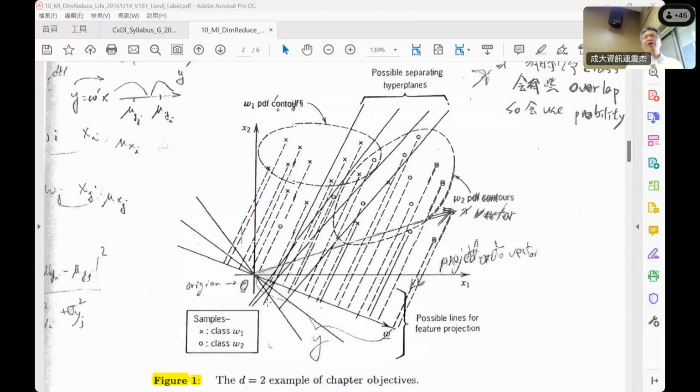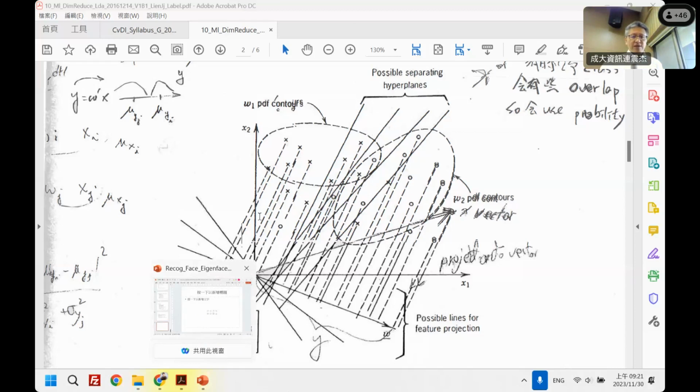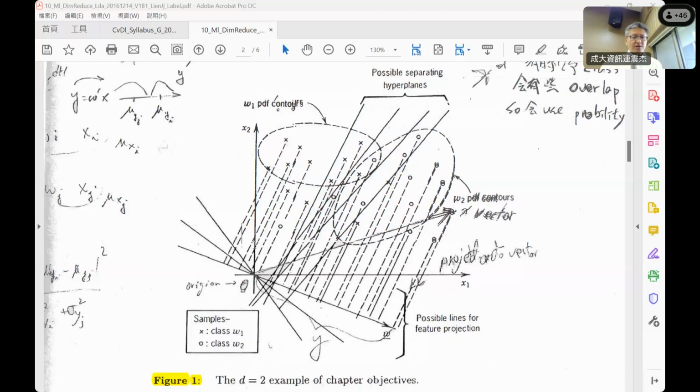So LDA tries to find the W. After you find the W, then you will know the line. Okay, so we start to talk about this. What I am trying to say right now is that I don't know how to do this one directly. So suppose we have this.